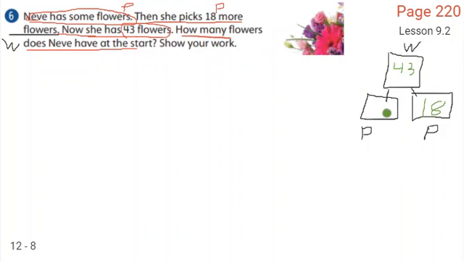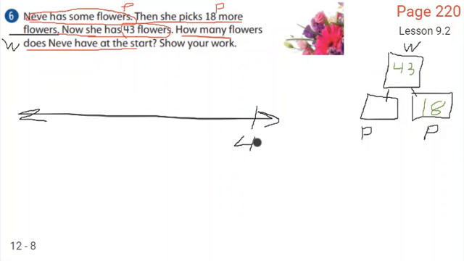Okay, so what did she start with? She has a whole of 43, and then she added 18. But what did she start with? Well, let's do a number line this time. Open number line, arrows on each end. We start with our whole on the right, which is 43. And then 18 over here.